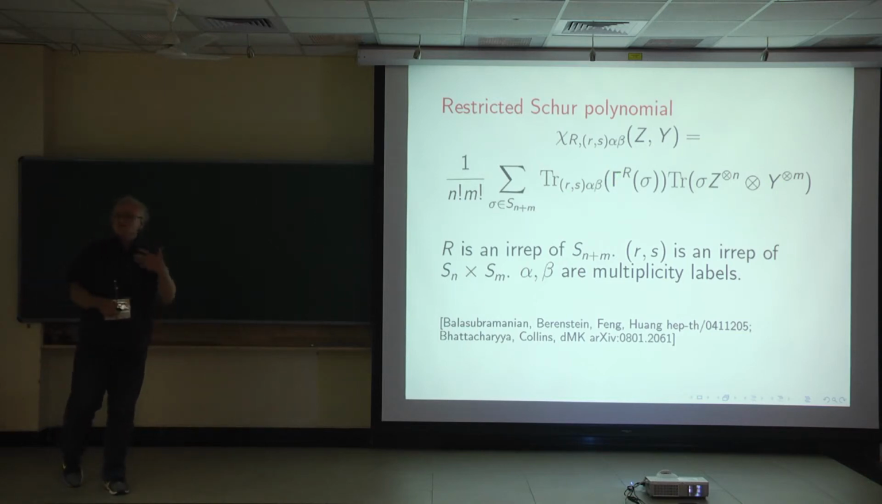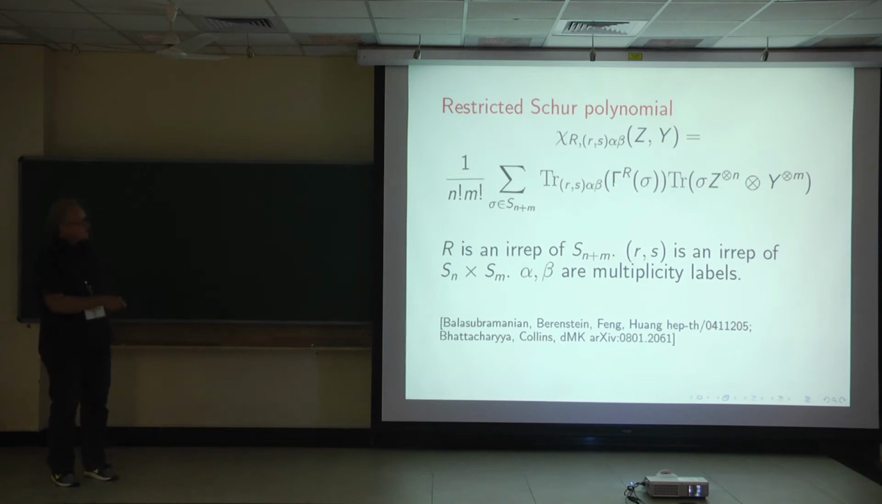So you need to specify some additional labels. And these multiplicity indices, alpha and beta, distinguish between different operators labeled by the same Young diagrams. What sits here actually looks very natural. It's not a character, but it's a restricted character. I'm restricting the row and column indices of the trace to some copy of the subgroup.